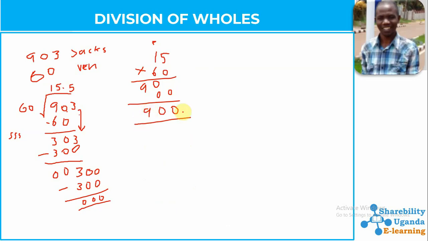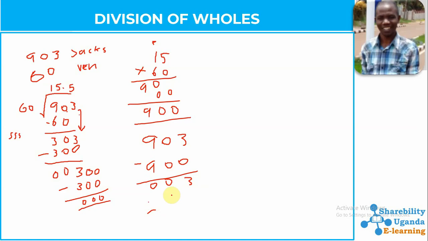So we see that if we have 15 vehicles, the 15 vehicles are going to take only 900 sacks. We have 903 sacks, so we subtract the 900 from the 903. When we subtract this, we shall remain with 3 sacks.